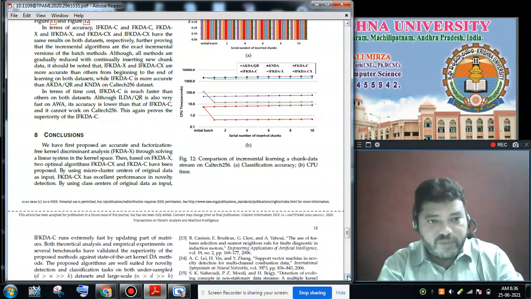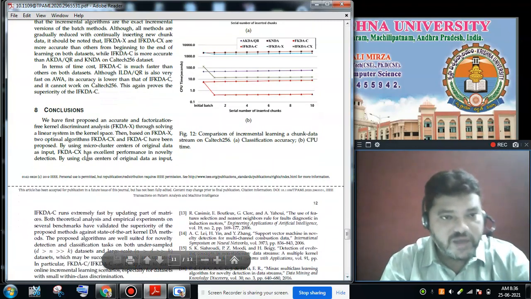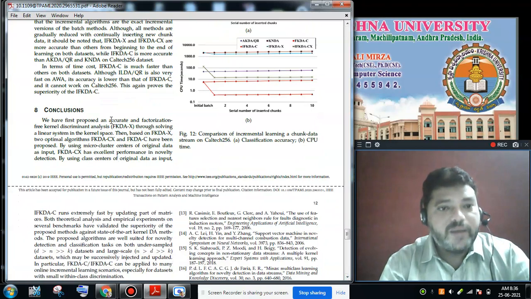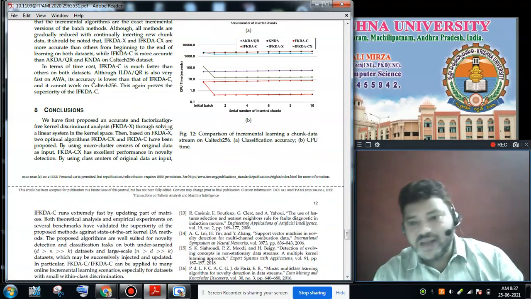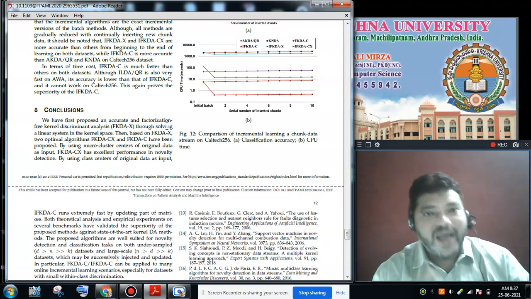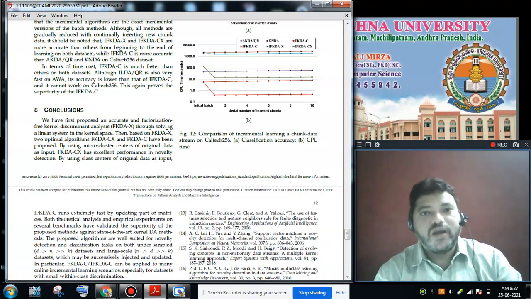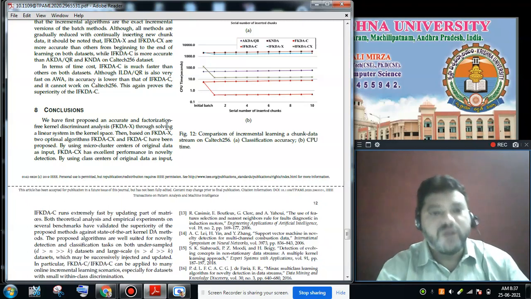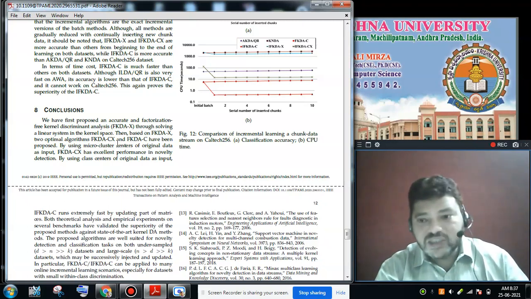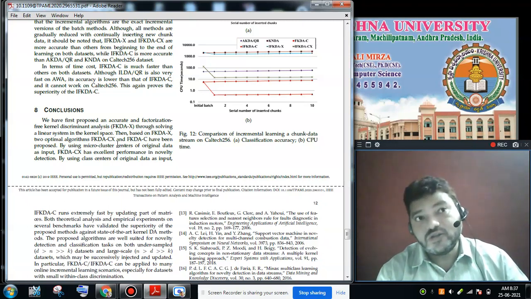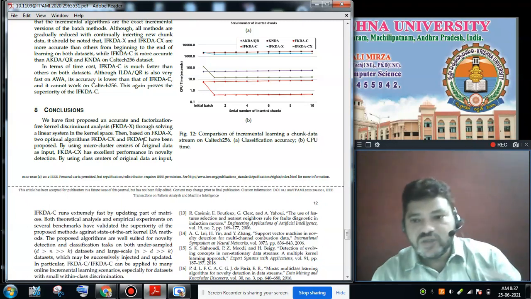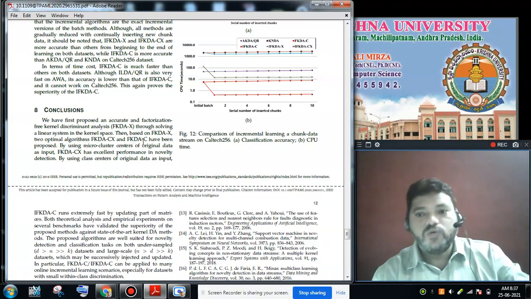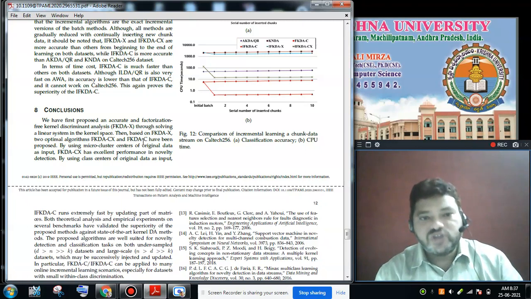And now coming to the conclusion they have presented: their proposal, factorization free kernel discriminant analysis, FKDAX, is the first proposal they made here. After that they made two optimized versions of their proposal: FKDACX, which uses micro cluster centers, and FKDAC, which uses the centers of the clusters to find the novelty class detection.